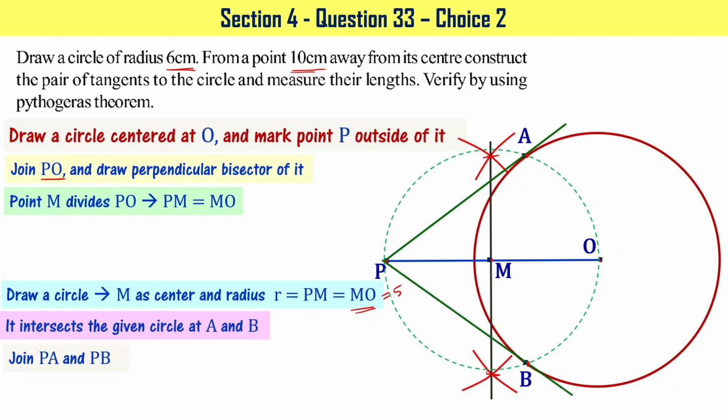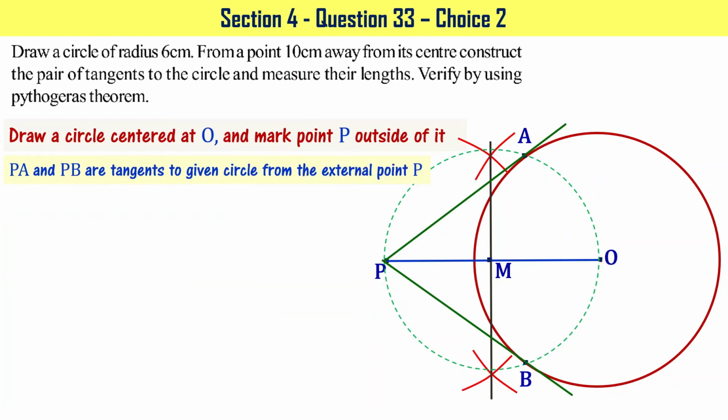These two are called tangents to the given circle. PA and PB are the tangents to the given circle from external point P, which is 10 centimeters away from the center of the circle of radius 6 centimeters. So we are done with the first part of it. Now we have to measure the lengths of these two tangents and then verify using Pythagoras theorem.